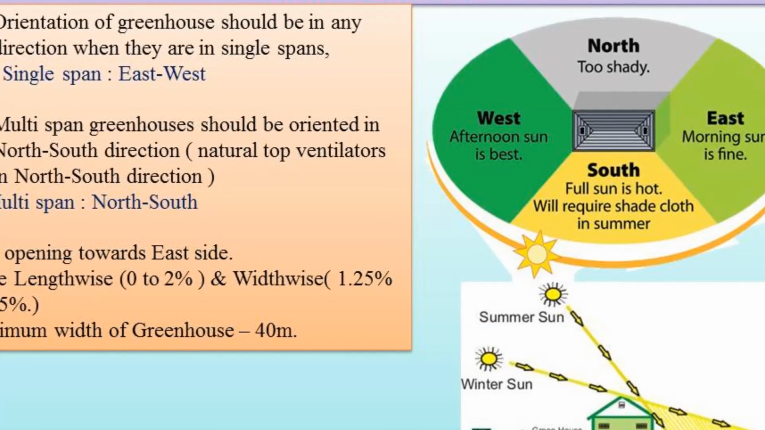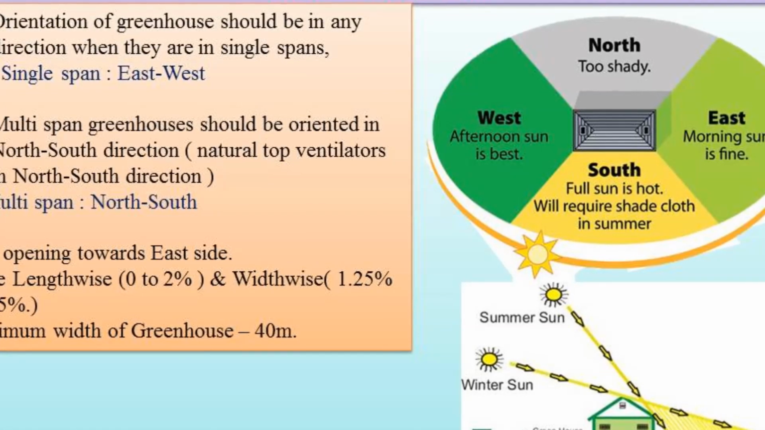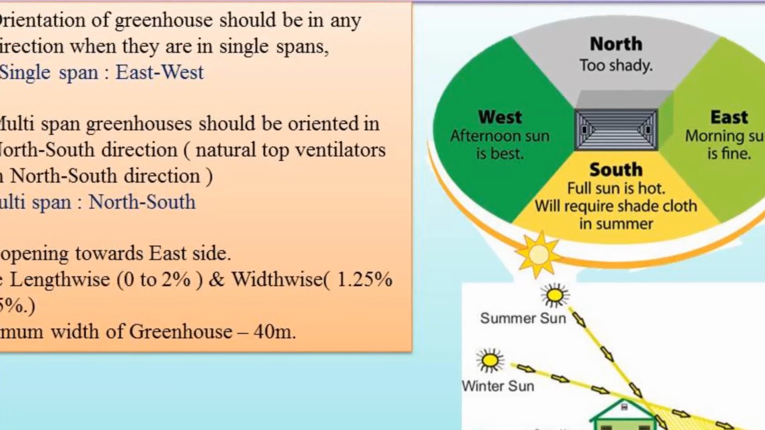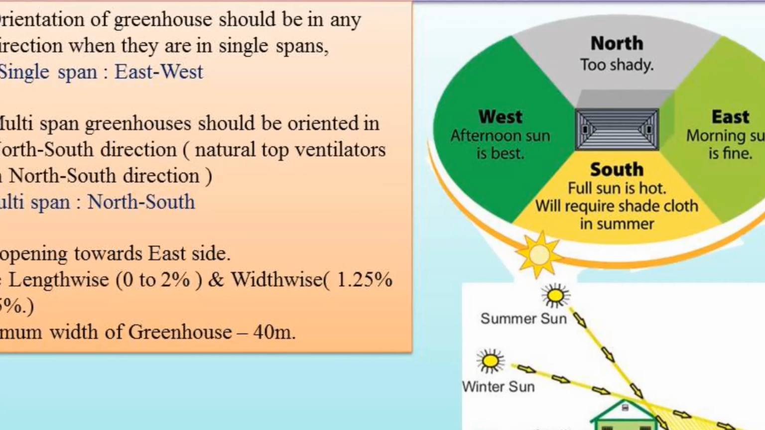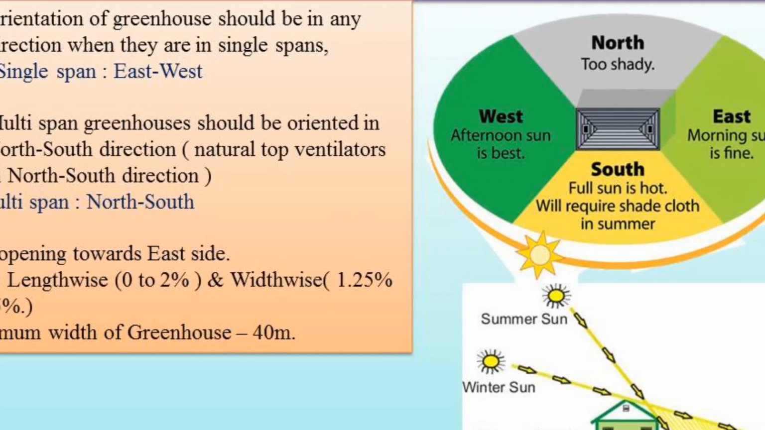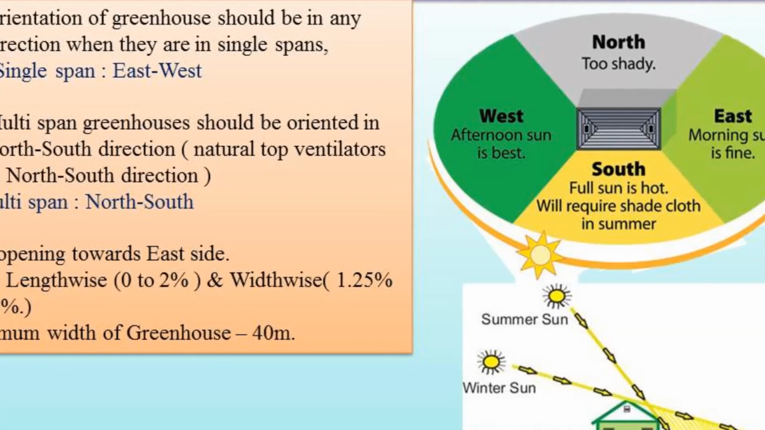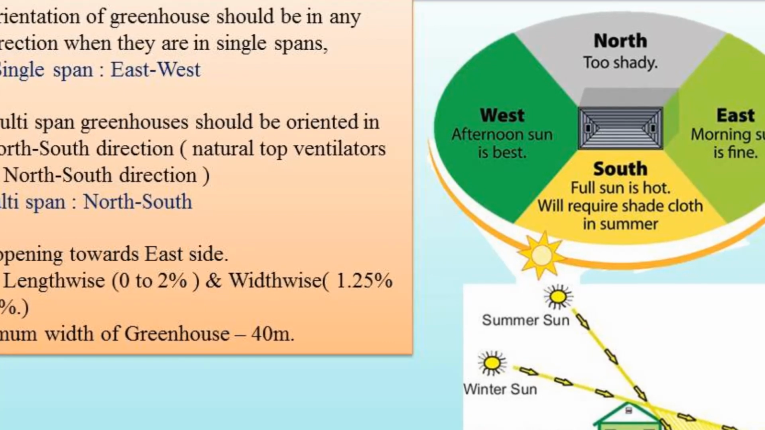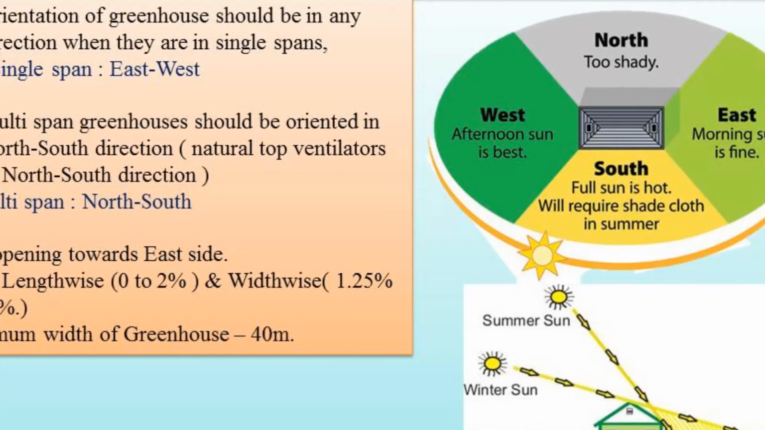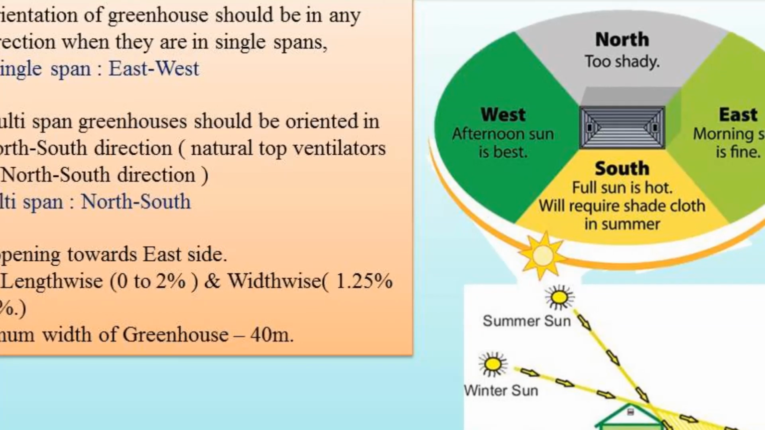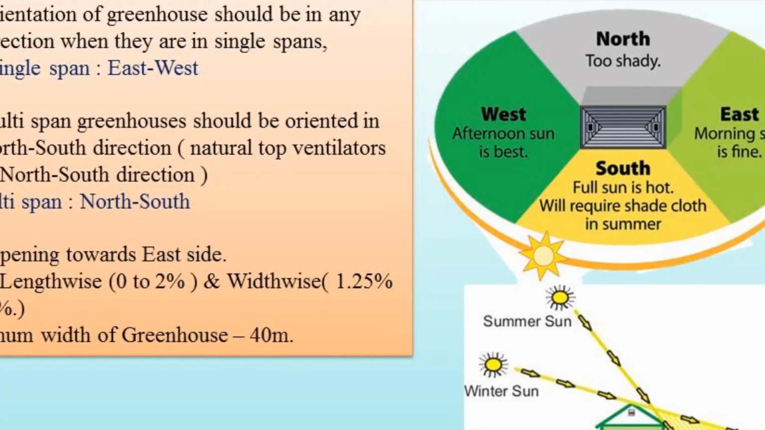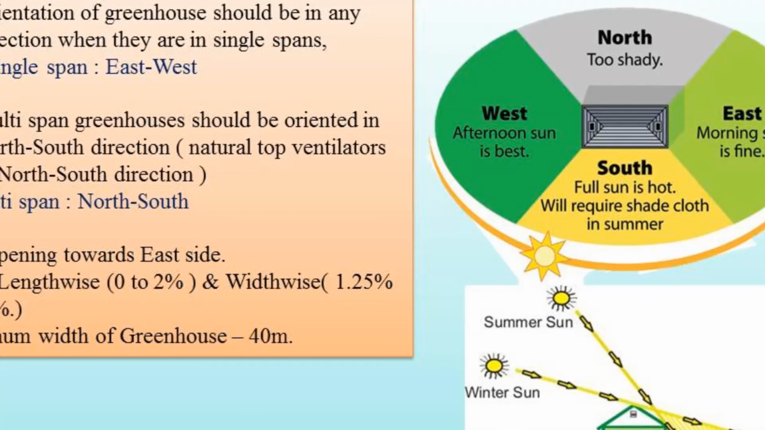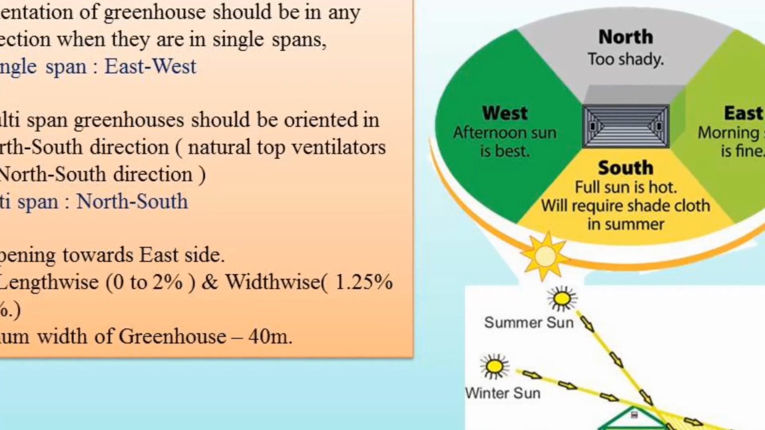Such type of orientation permits the movement of the shadow of the gutter across the greenhouse. The location and orientation of greenhouses should avoid falling of shadow on adjacent greenhouses. And if you want to avoid the shadow effect from one greenhouse to another, it should be oriented east to west. So today we have stopped here. The remaining part of this topic we will discuss in the next lecture.